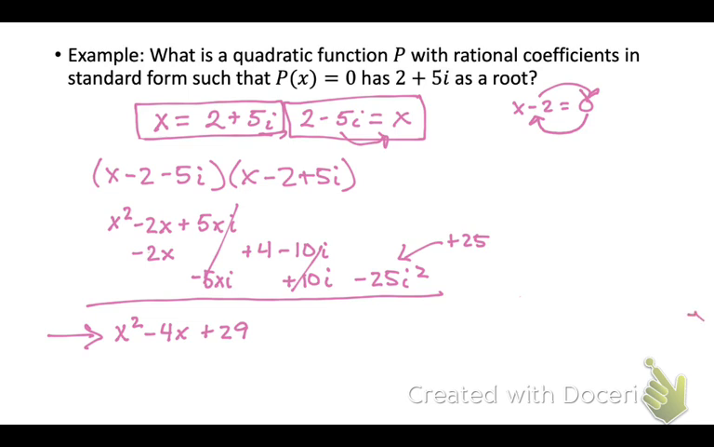So if they told you x equaled negative 3i, what do you also know? X equals positive 3i. So that would be x minus 3i and x plus 3i. Would that be easier to multiply? Yes. But is it the same process either one?